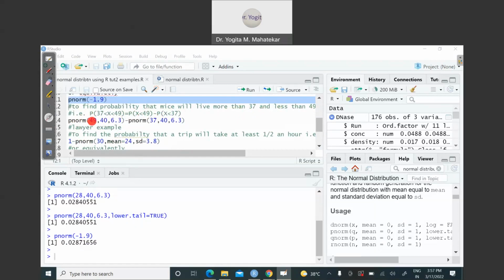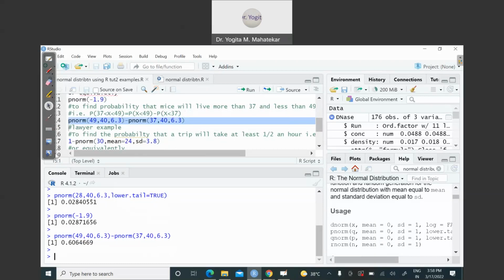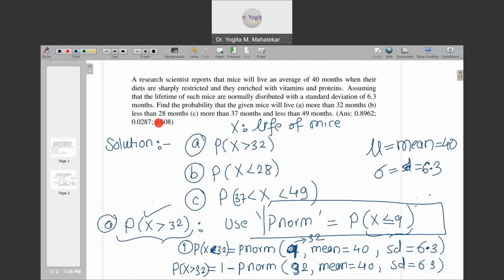So it will be pnorm of 49, 40, 6.3 minus pnorm of 37, 40 and 6.3. So if I compile this command in console, we will get the answer 0.6464669. So that we can always see in the answer also. This answer will slightly differ because this is calculated using statistical tables and not using the software. Software will give you more accurate answers up to so many decimal places.